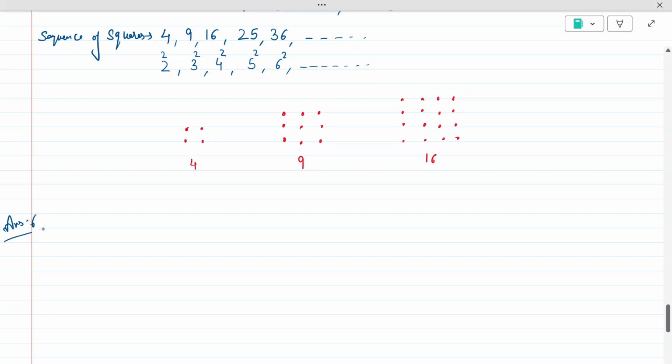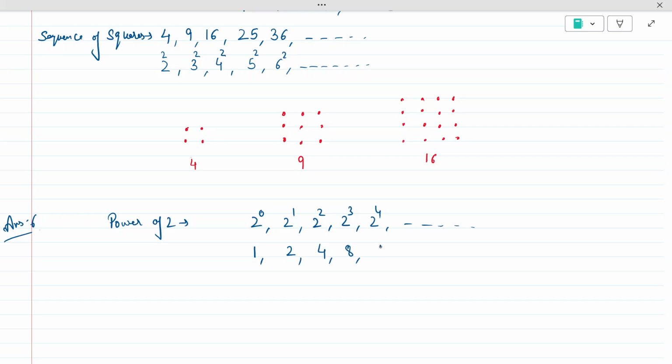Answer number 6. Power of 2 series. Power of 2 is 2 raised to the power 0, 2 raised to the power 1, 2 raised to the power 2, 2 raised to the power 3, 2 raised to the power 4, and so on. That is, 2 raised to the power 0 was 1, this was 2, 4, 8, 16, and so on, right? This was the power of 2.